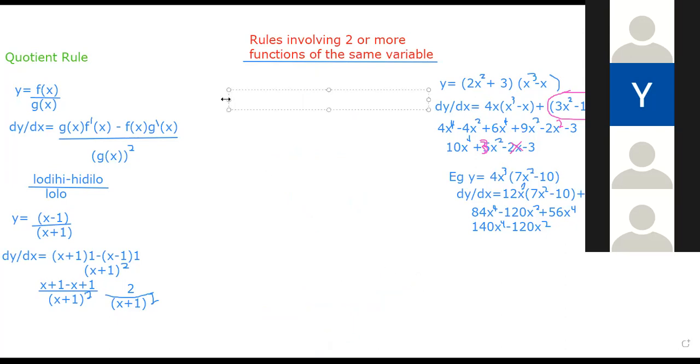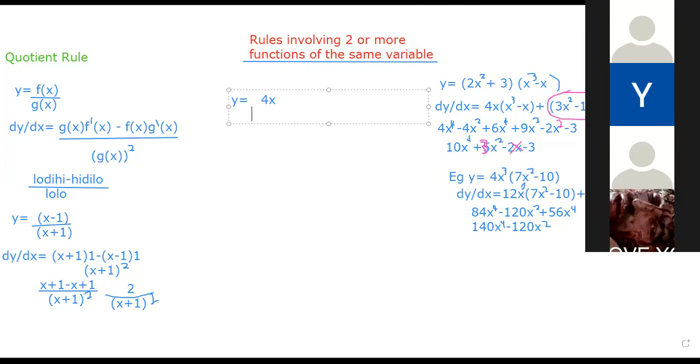Now, the last question we want to solve is y is equal to 4x cubed over 7x squared minus 10.